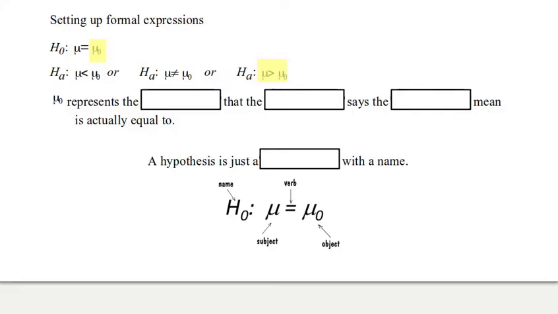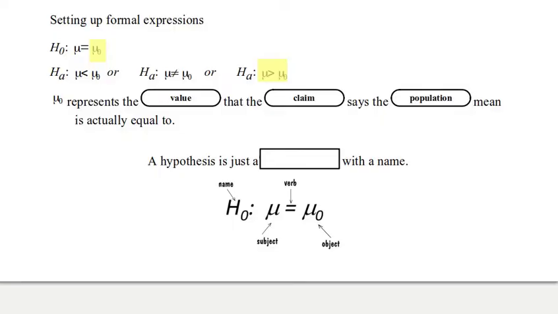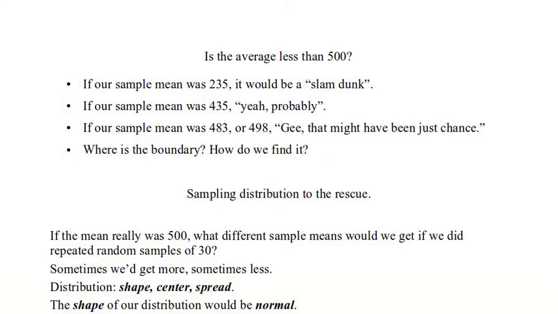Mu sub 0 represents the value that the claim, that is the null hypothesis, says that the population mean is actually equal to. So a hypothesis is just a sentence with a name. So the name of this sentence is H sub 0, the null hypothesis. The subject is the population mean mu. The verb is equals, and that's equal to the object mu sub 0, that claimed value.